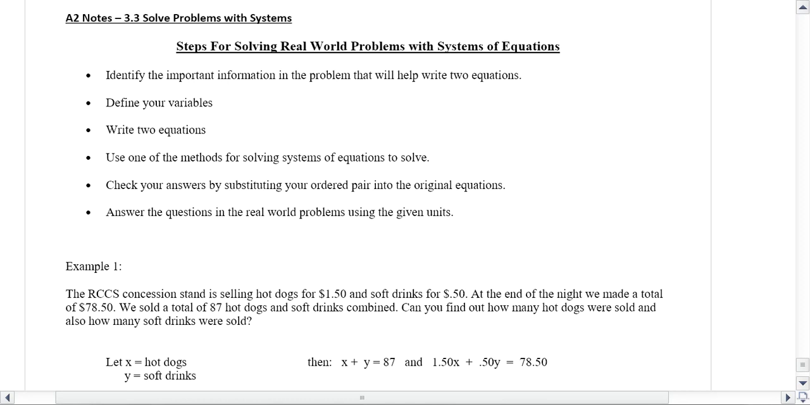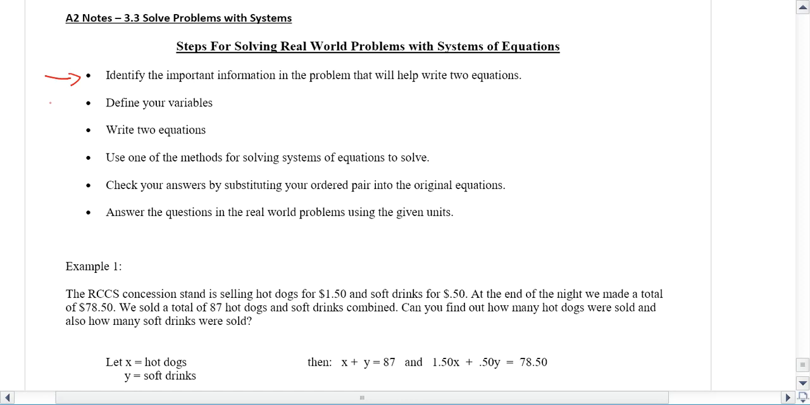Here I have spelled out the steps needed to follow when we're going to solve these word problems. First, as you're reading through, identify important information that you're going to need to write the two equations. So you're already kind of thinking in your head that I have to have an x plus y equation for one part of the problem and then another x plus y equation for another part of the problem. So usually we can separate out the two sections.